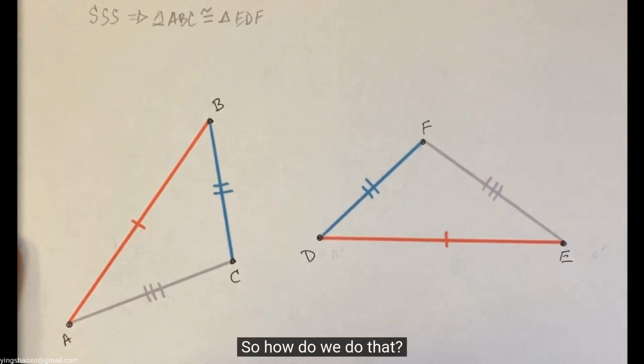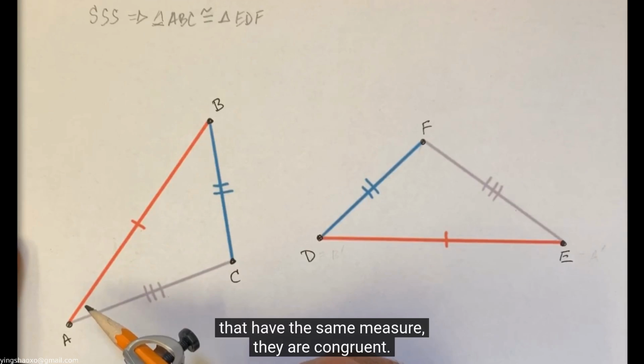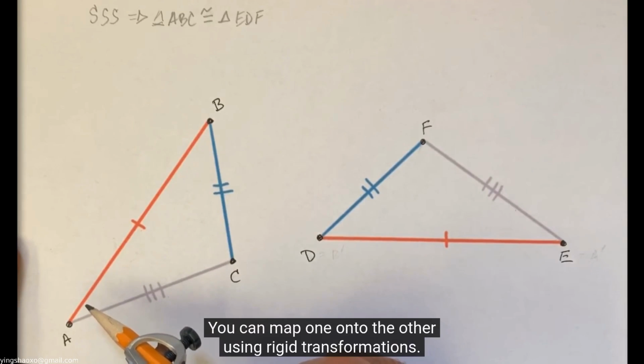So how do we do that? Well, first of all, in other videos, we showed that if we have two line segments that have the same measure, they are congruent. You can map one onto the other using rigid transformations.